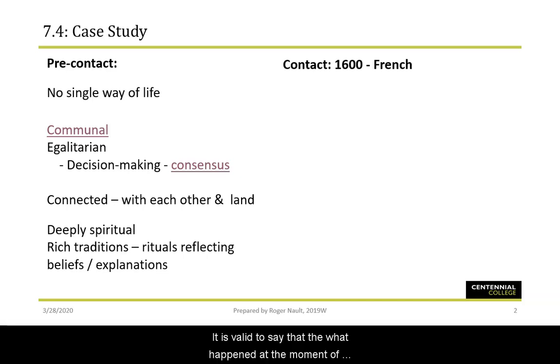It is valid to say that what happened at the moment of contact, well, it was a French story. There are different experiences, different moments in different parts of geographic Canada. Things with the French were probably not as bad as things got when the British were in control, but from this telling of the story, we have the arrival of the Europeans, factually the French prior to the British, but basically we have a whole set of ideas that characterized what happened at contact.